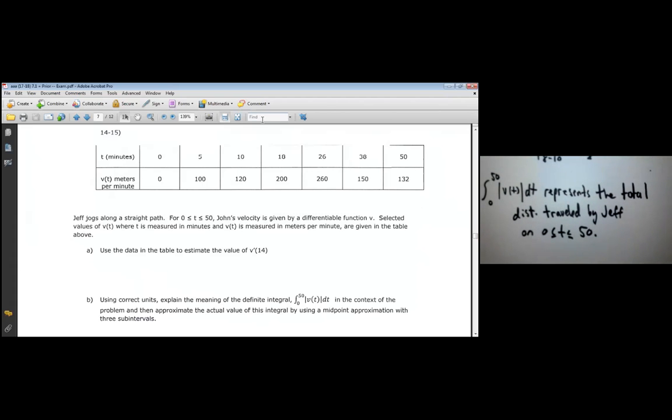Keywords are going to be estimate or approximate. So if you look in part A, estimate. Part B, approximate. If you see things like that, that's telling us that you're not getting the exact answer. You're just getting something close.